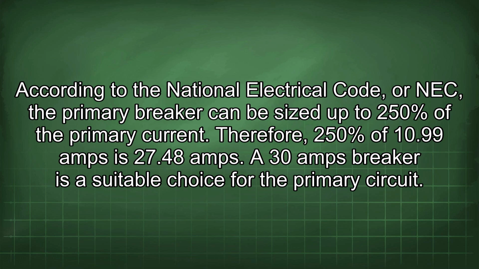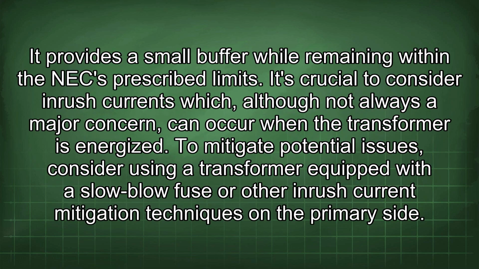According to the National Electrical Code, or NEC, the primary breaker can be sized up to 250% of the primary current. Therefore, 250% of 10.99 amps is 27.48 amps. A 30 amps breaker is a suitable choice for the primary circuit. It provides a small buffer while remaining within the NEC prescribed limits.